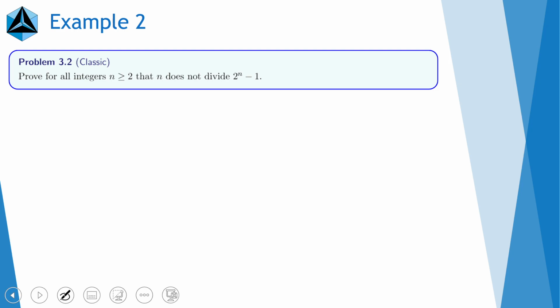So this is a classic. Prove for all integers n greater than or equal to 2 that n does not divide 2 to the n minus 1. So the idea here is first we want to let p be the smallest prime factor of n. And we know that this has to exist because n is greater than or equal to 2. So now, for the sake of contradiction, we want to assume that n does divide 2 to the n minus 1.